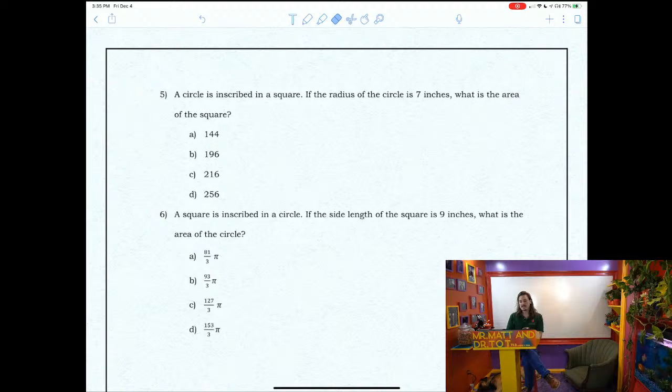Otherwise, let's take a look at 5 and 6. Question 5 asks, a circle is inscribed in a square. If the radius of the circle is 7 inches, what is the area of the square? Number 6 asks, a square is inscribed in a circle. If the side length of the square is 9 inches, what is the area of the square? I'll give you 6 minutes, and 2 minutes in, I'll start to solve.